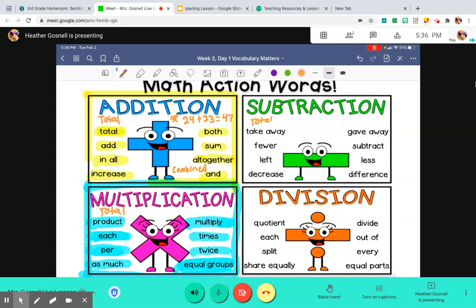Multiplication might also have some of the same words that addition has, like you might see increase in multiplication. The big difference is those equal groups of. Let's make sure you're aware of that.